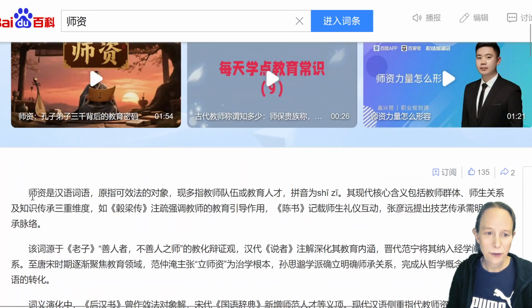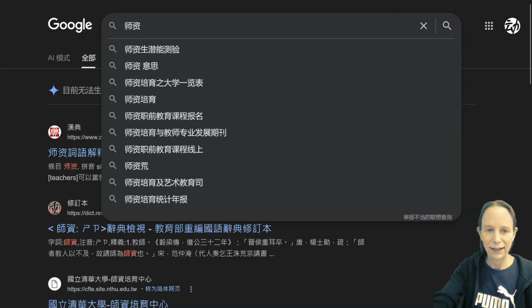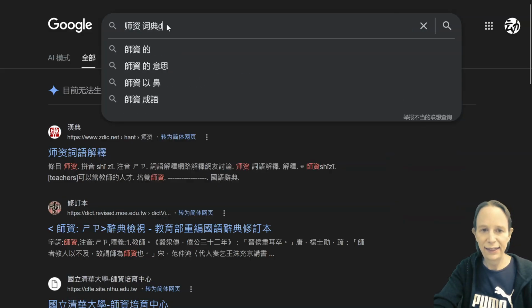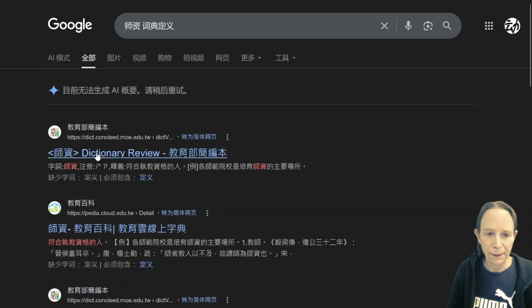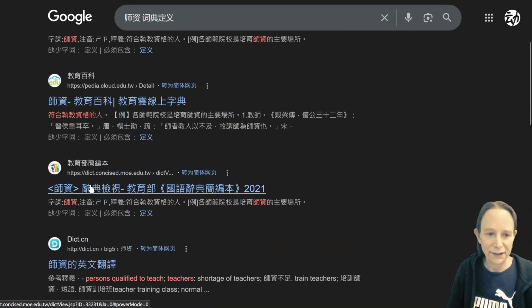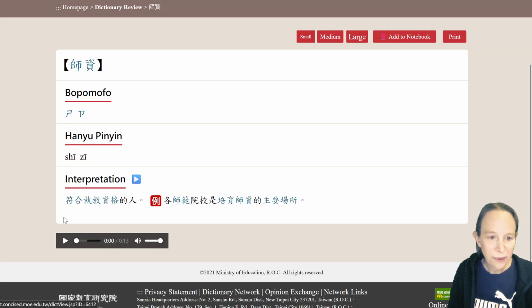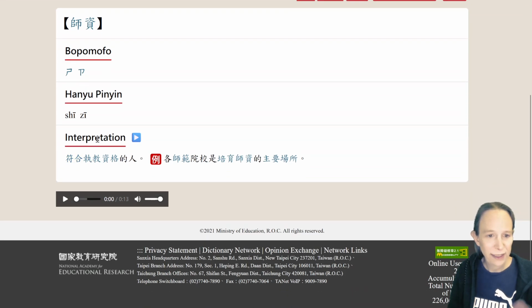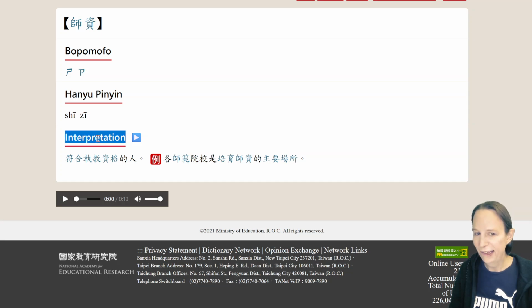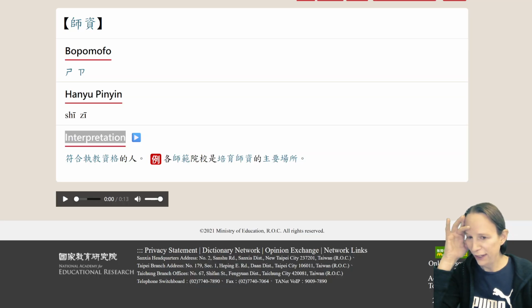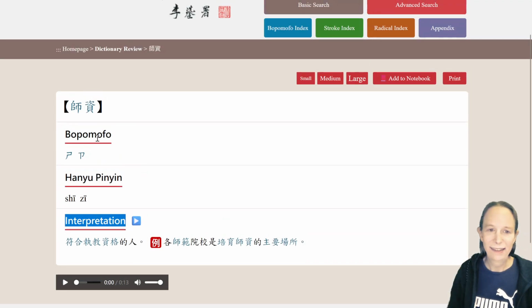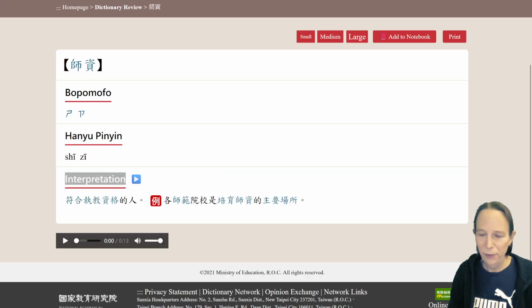I kind of want the dictionary definition. 词典定义. See this one? What have we got? Okay, interpretation. What does that imply? That's not the same as definition. Maybe that's just an error. Interpretation would at least translate to another language, right?